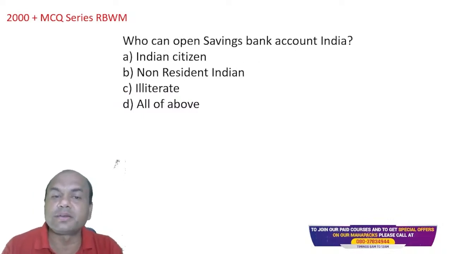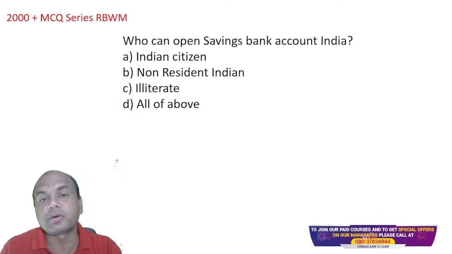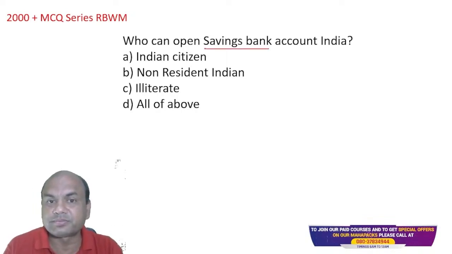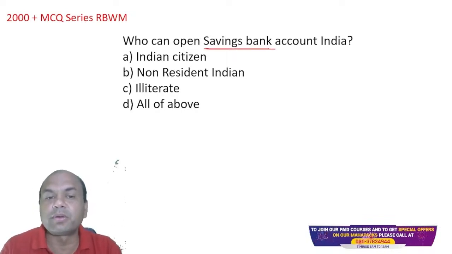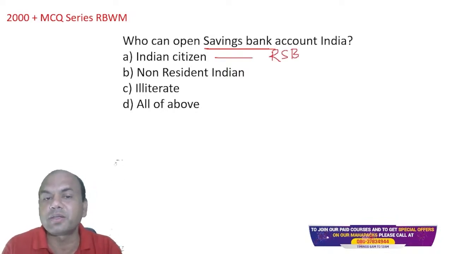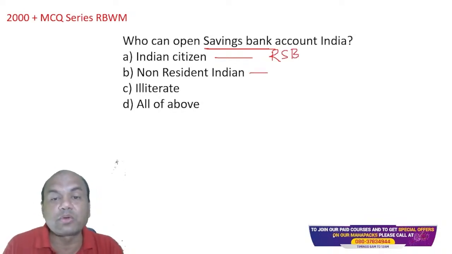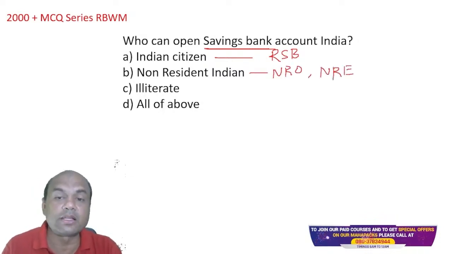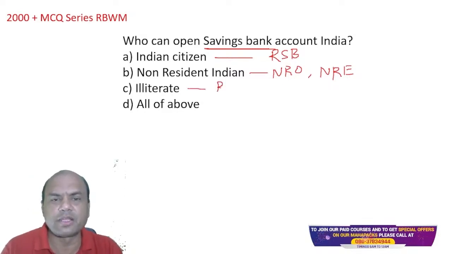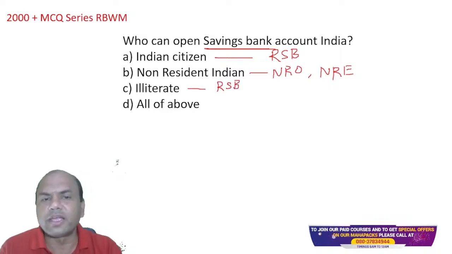Who can open the savings account in India? Indian citizen, NRI, illiterate, all of the above. Savings account can be opened by an Indian citizen. When an Indian citizen opens it, it is called a Resident Savings Bank account, RSB. When an NRI opens the savings account, it can be two types, NRO or NRE. Both are allowed. Non-resident external and non-resident ordinary, both these are non-resident accounts. Illiterate, yes, obviously. That is RSB only. So anyone can open the savings account.